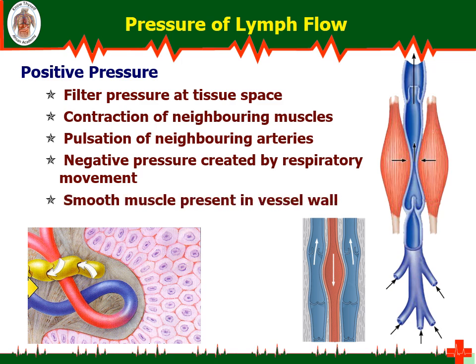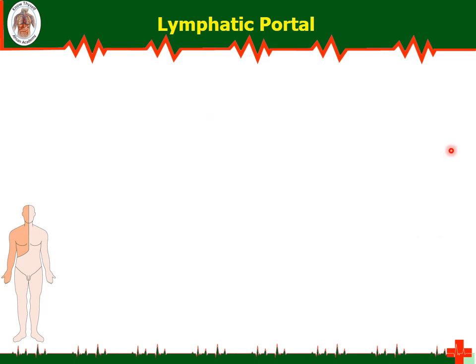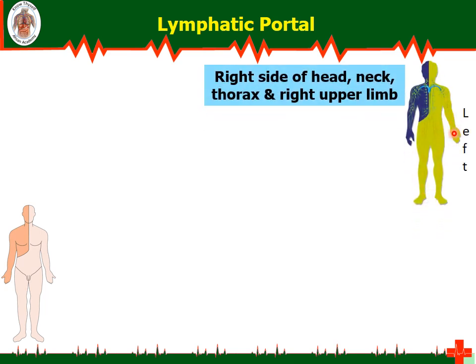The larger ducts and trunks contain some amount of smooth muscle in their wall that can contract and push the lymph in its proximal direction. Let us discuss the final destination of the lymph.